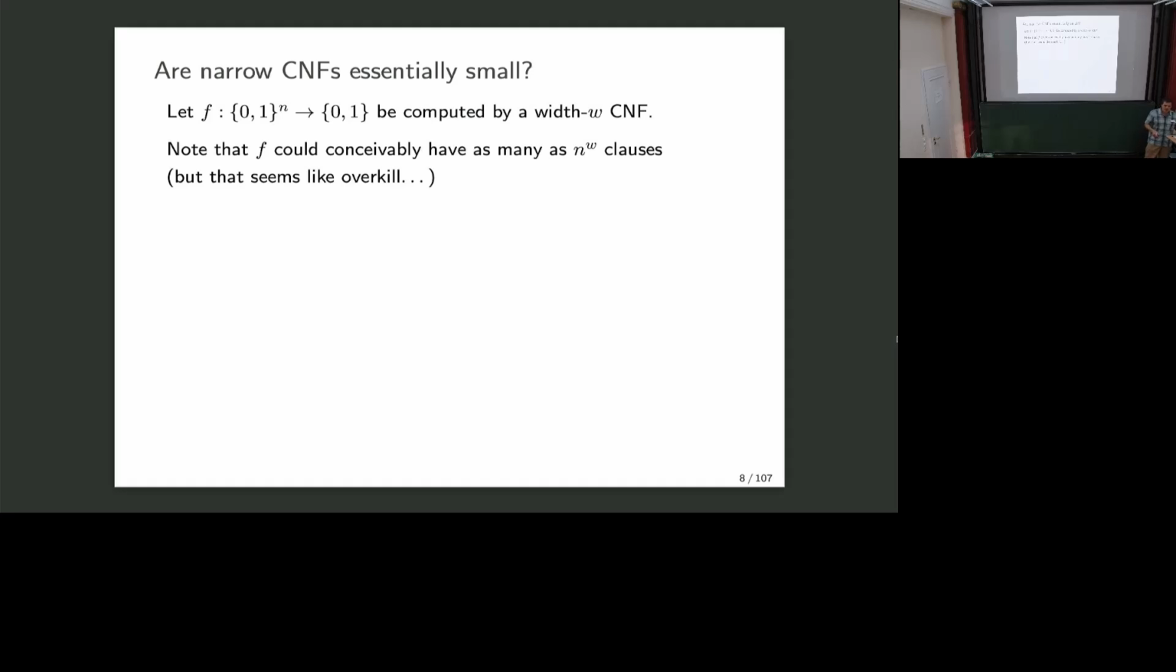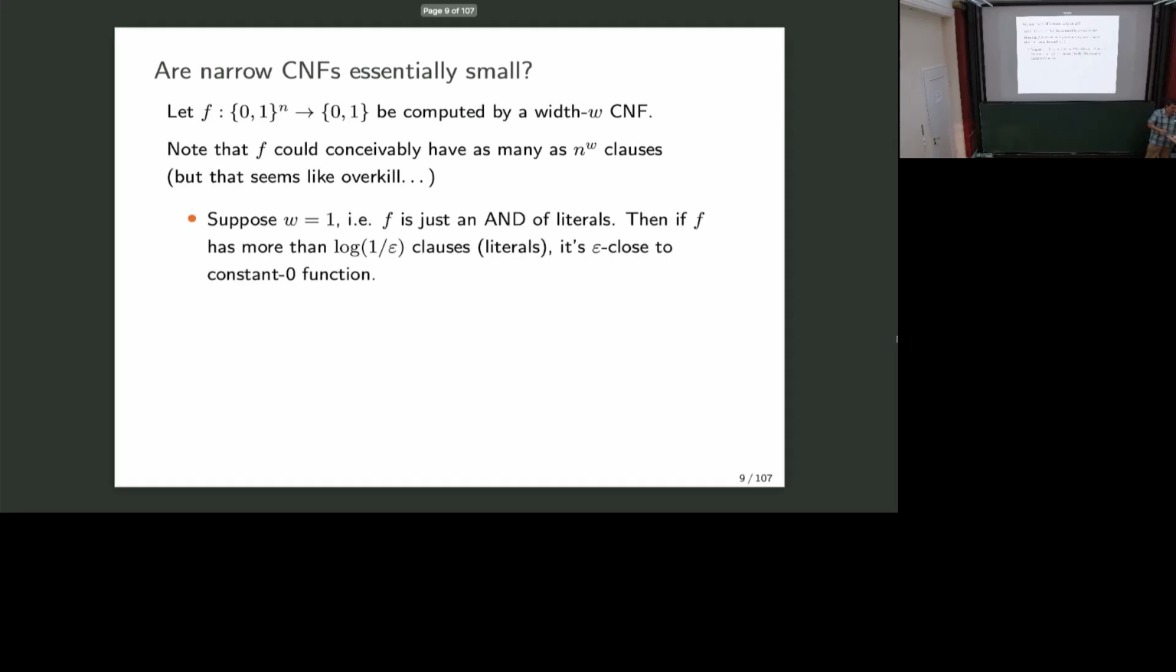But maybe that's overkill. If we only want to get it right on 1 minus epsilon fraction of the cube, 99% of the points, can I sparsify? Can I somehow make it much smaller? Let's maybe go through this in a very simple case. Let's think about the case where the width is 1. So with a 1-CNF, every clause has just 1 literal in it. In other words, it's just an AND of literals.